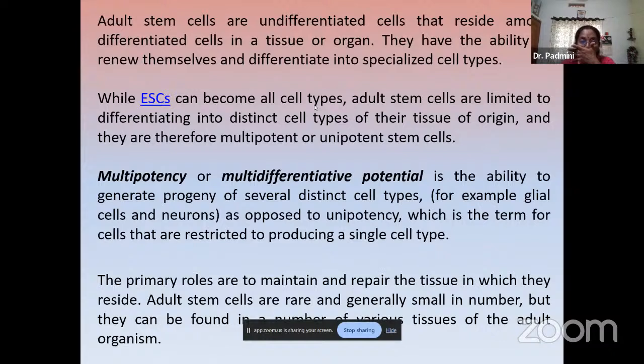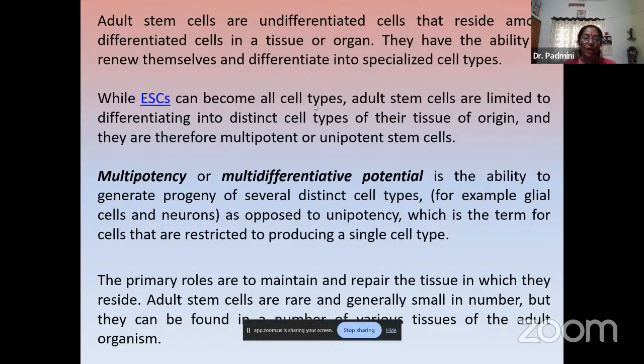So what is a multipotent stem cell? This is the ability to generate a progeny of several distinct cell types. For example, glial cells or neurons. So you know what glial cells are? They're not neurons, but they're helper cells to take care of the neurons. So those are called glial cells. As opposed to unipotency, which is a term for cells that are restricted to producing a single type of cell, formed as only one type, that is unipotent stem cells.